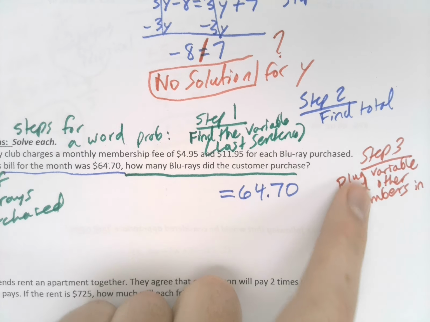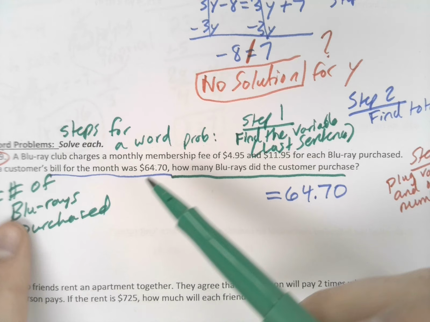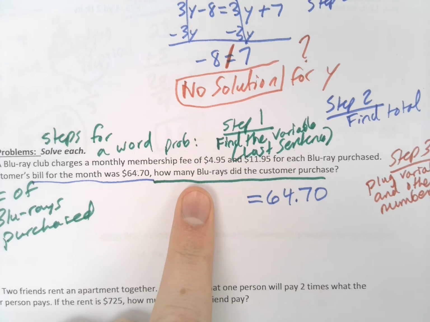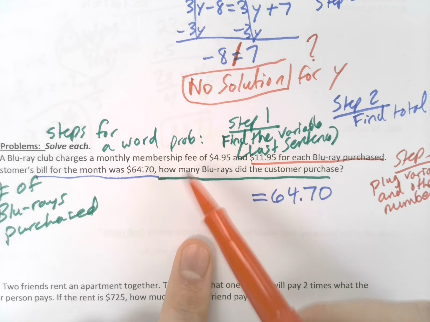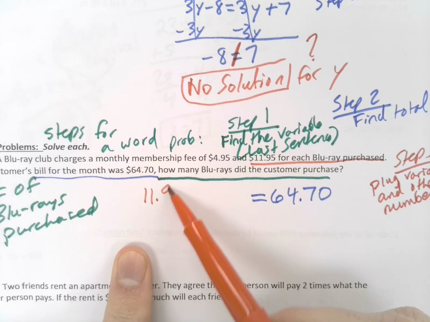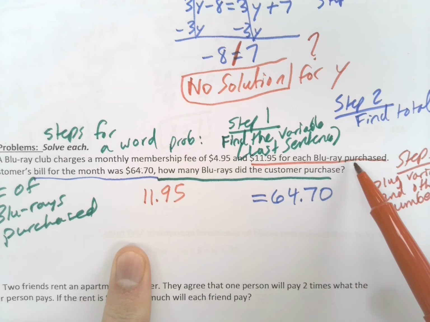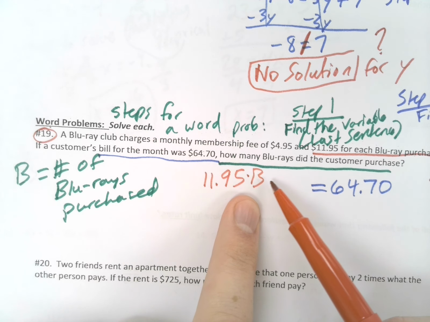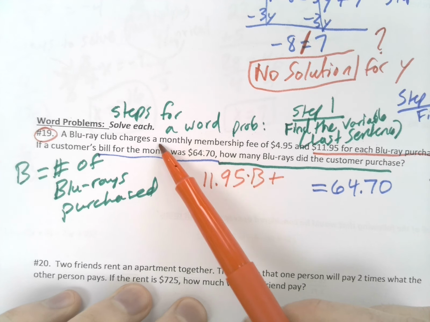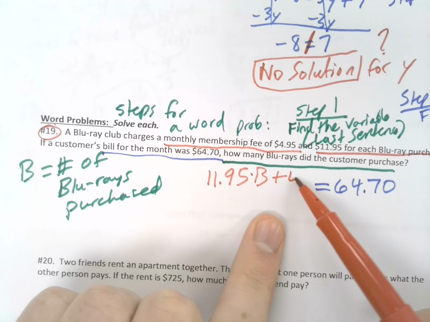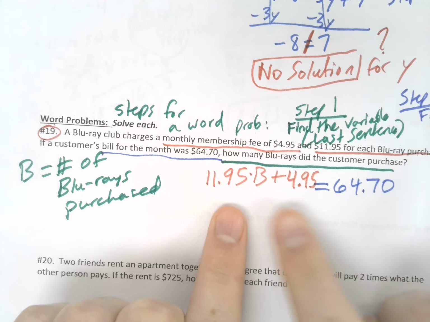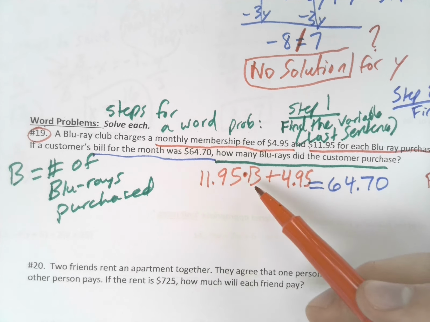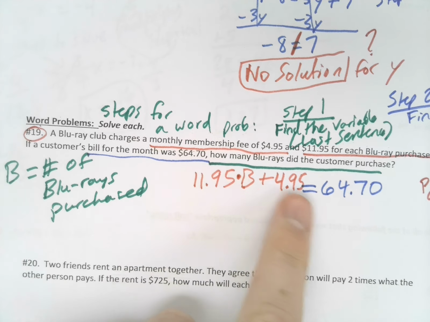Step 3, plug the variable and other numbers in. Well, if B is the number of Blu-rays purchased, it's $11.95 for each Blu-ray, so that would be $11.95 times B, plus they have to pay a monthly membership fee of $4.95. So check it out, guys. We've got ourselves an equation. And I'm going to let you guys see if you can solve that for us. Go ahead and see if you can solve.